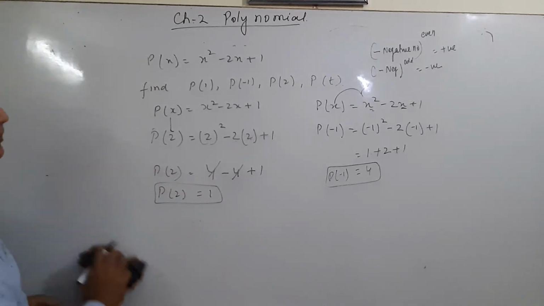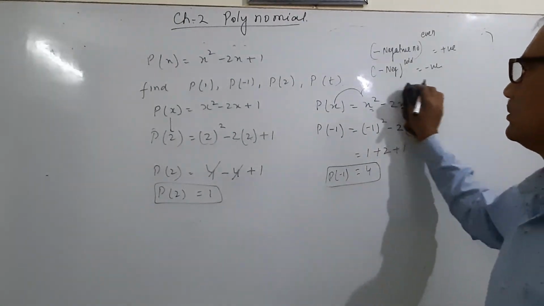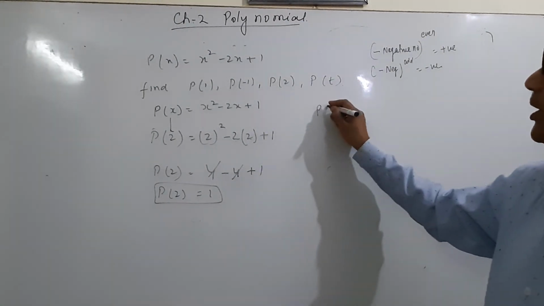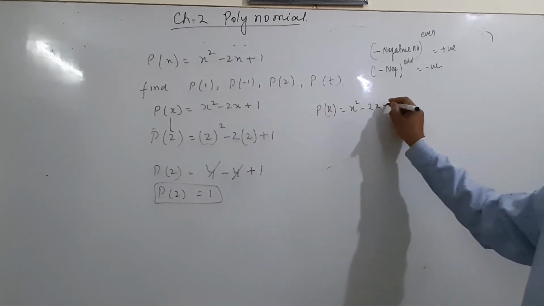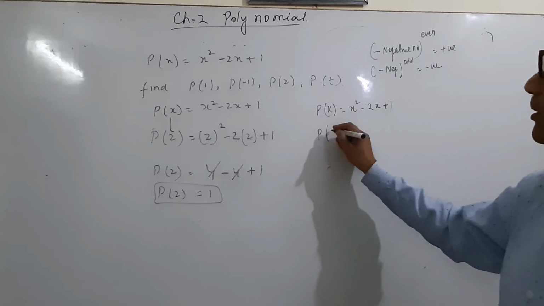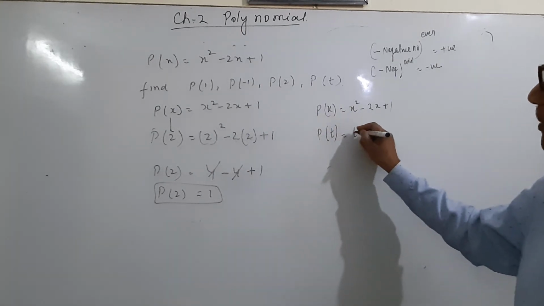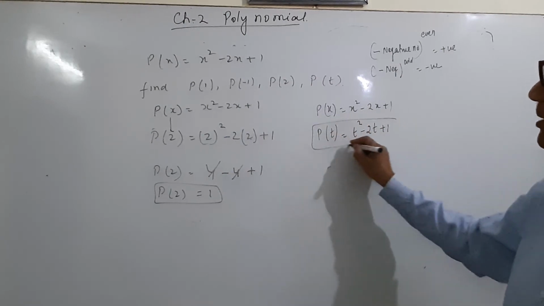And now the last part. P(x) is equal to x square minus 2x plus 1. P(t) means I have to put t in place of x. That will be t square minus 2t plus 1. This is its answer.